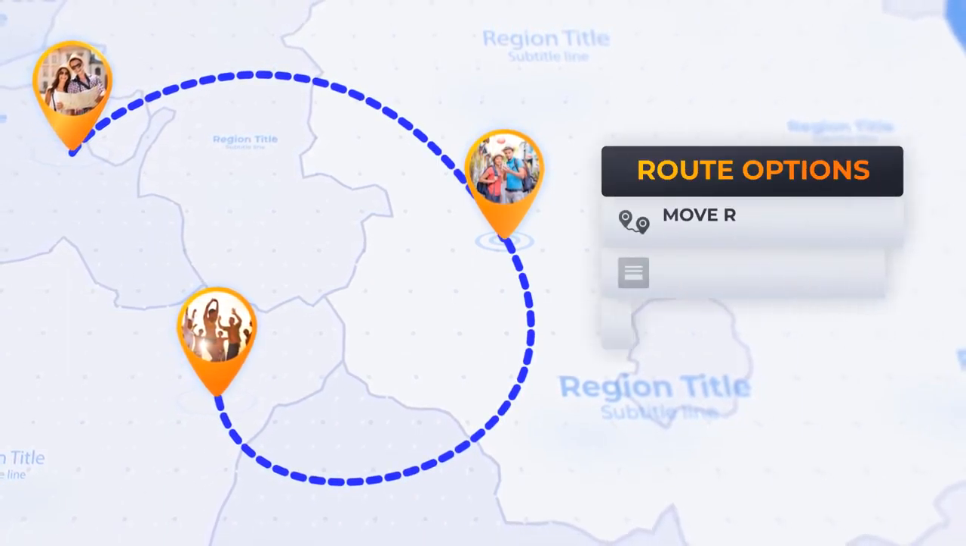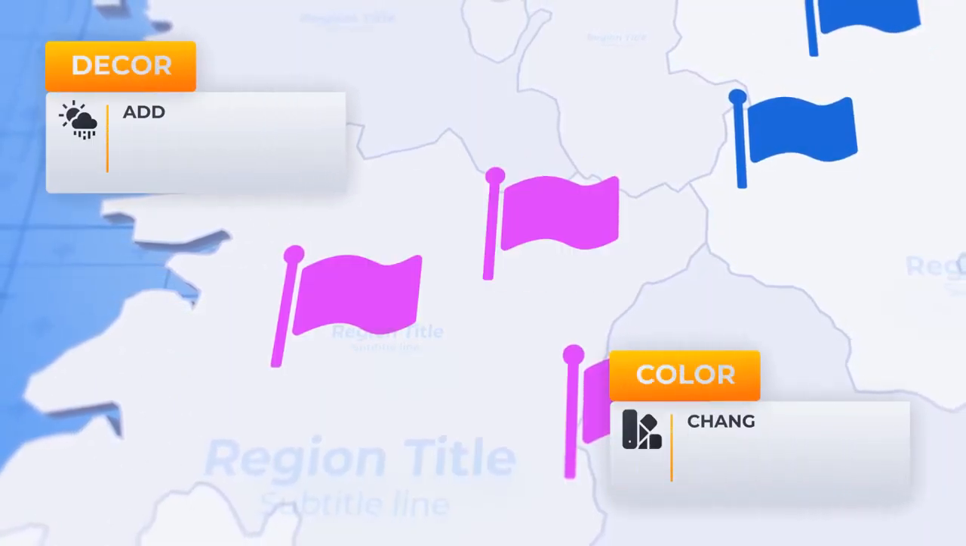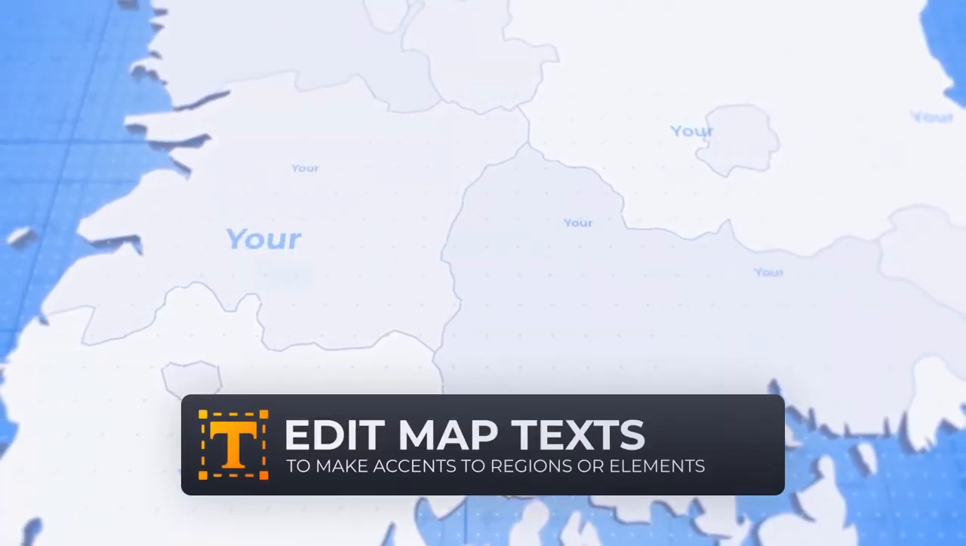Customize the layout of geopoint connections to show the necessary paths. Change decorative elements to make your map unique. Edit texts on the map to focus on the right regions.